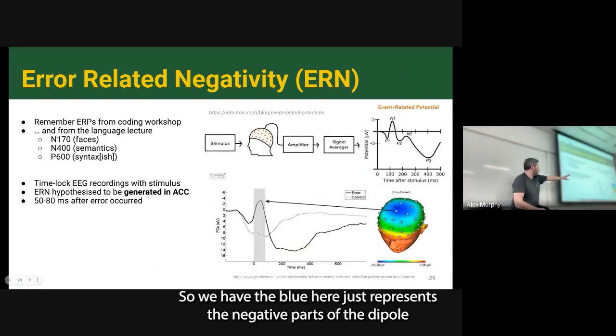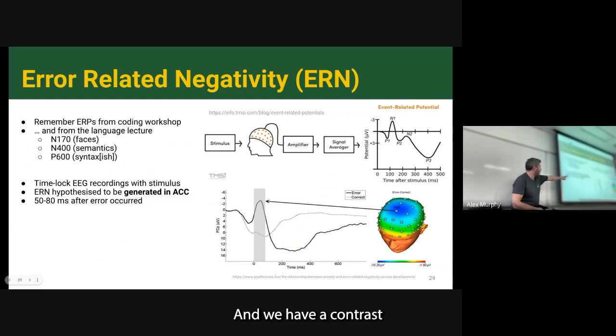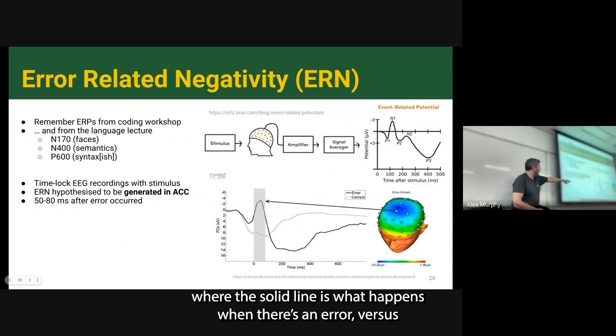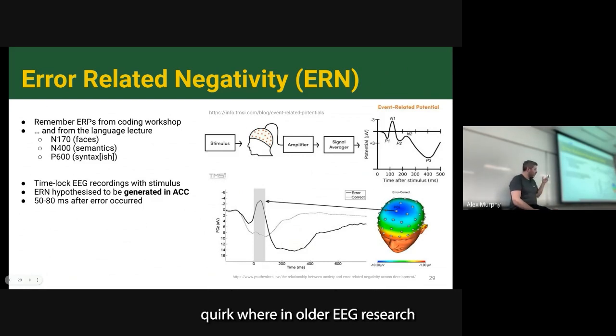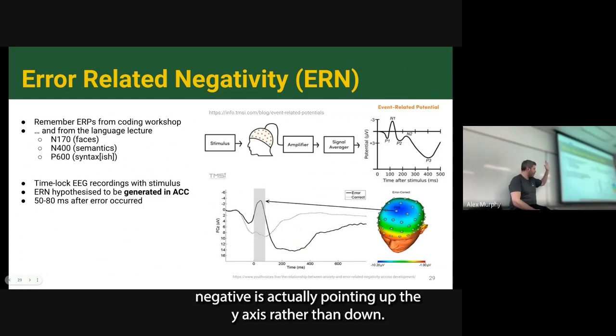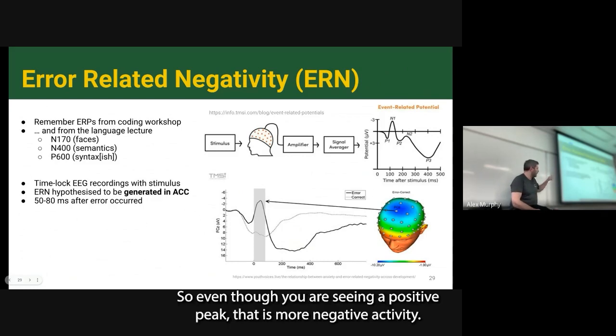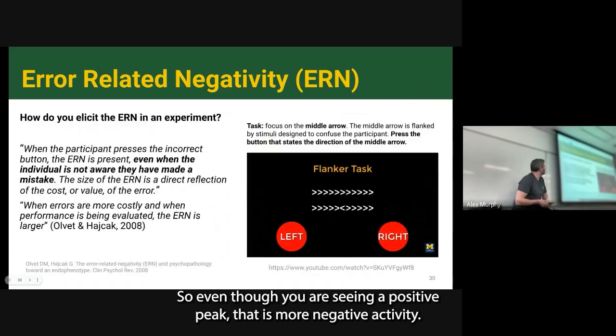So we have the blue here, which just represents the negative part of the dipole in the brain, and we have a contrast where the solid line is what happens when there's an error versus when there's a correct action. And you can see, as I mentioned last time as well, in older EEG research, negative is actually pointing up the y-axis rather than down. So even though you are seeing a positive peak, that is more negative activity.